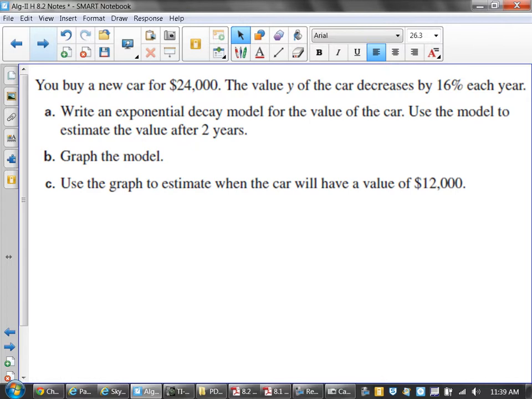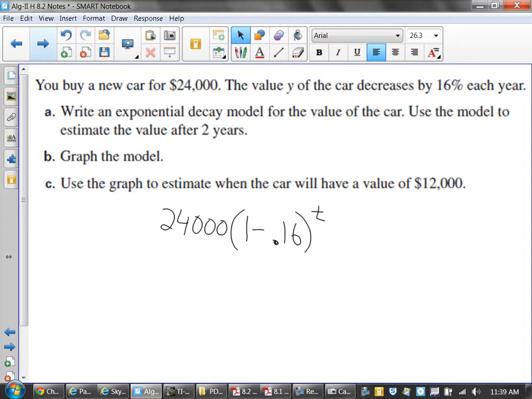What happens here is if you buy a car that's $24,000, and let's say it depreciates at an annual rate of about 16% a year. It's not a bad depreciation, to be honest with you. Your model is basically working out the same way. Your initial amount, 24 grand. It's 1 minus, well, what's 16% as a decimal? And then it's time in years.